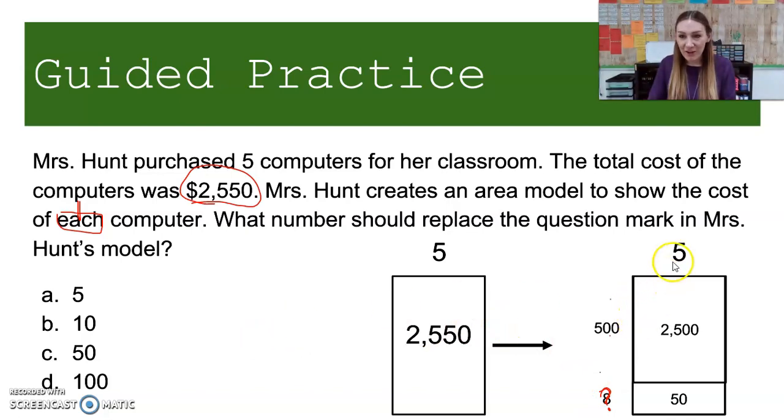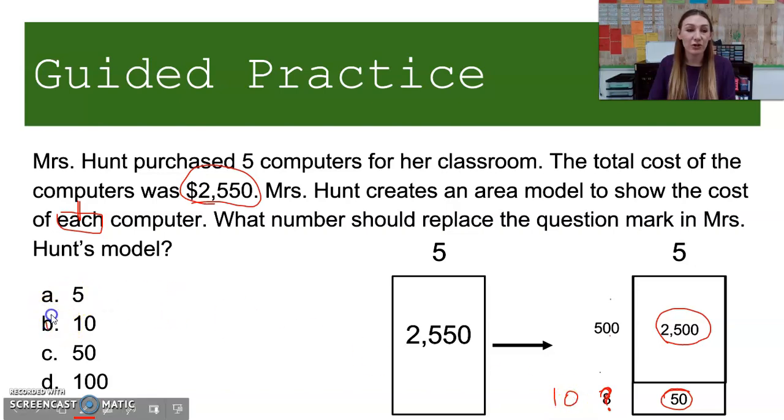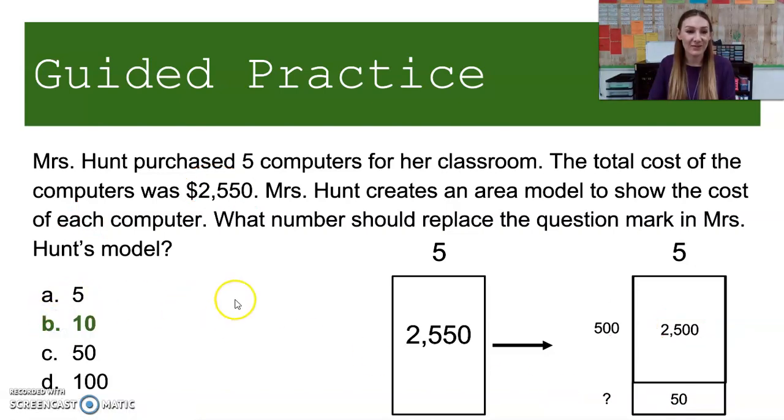So if I know 5 times 5 is 2,500, I then have to ask myself 5 times what is going to give me 50. So I know it's not 8 because 8 times 5 is 40. So what times 5 would give me 50? The answer to that would be 10. So it looks like this question mark should represent 10. Good.